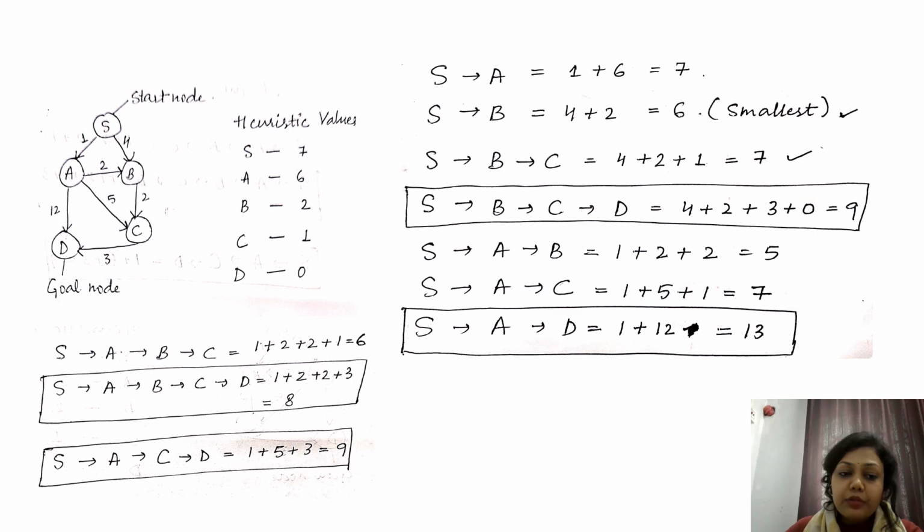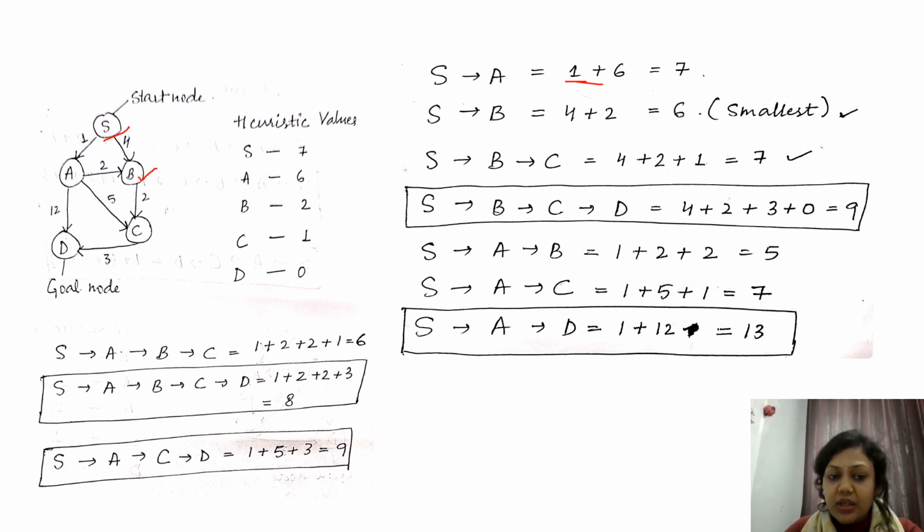First, we will start from the starting node and see where it is going. It is going to two nodes. First is A and the other one is B. Now we will calculate the function Fn from S to A and from S to B separately, or we can say individually. First we will calculate S to A. The actual path that is calculated is 1, plus the function which we are using in this A star algorithm is Fn equals Gn plus Hn.